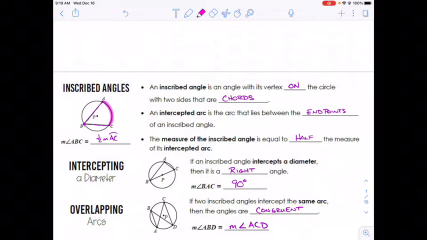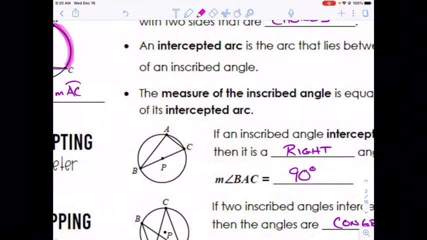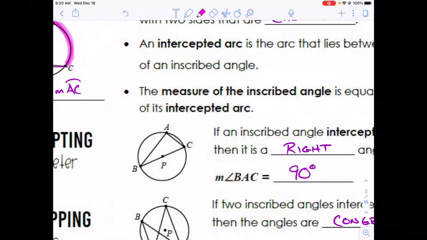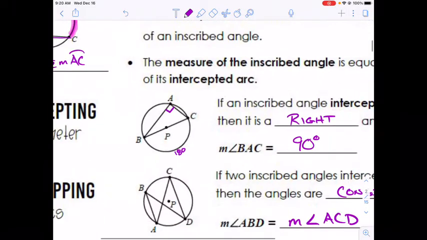Now we have a couple of different theorems or properties that go along with this. When the inscribed angle intercepts the diameter, then it's a right angle. If you'll notice in this picture, this is the diameter, and we know it's the diameter because it goes through the center. That's one thing you need to make sure you look for: does that line go through the center? This means it's going to be a right angle, because if this arc right here is 180 degrees, then half of it would be 90. So the measure of BAC is 90.